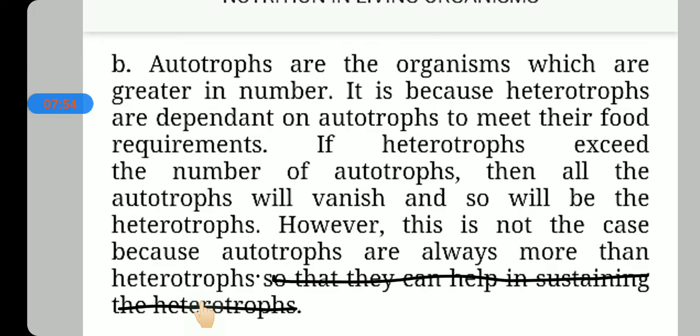Autotrophs, that are the plants, are the food for us, they are the producers, and we all are the consumers of it.